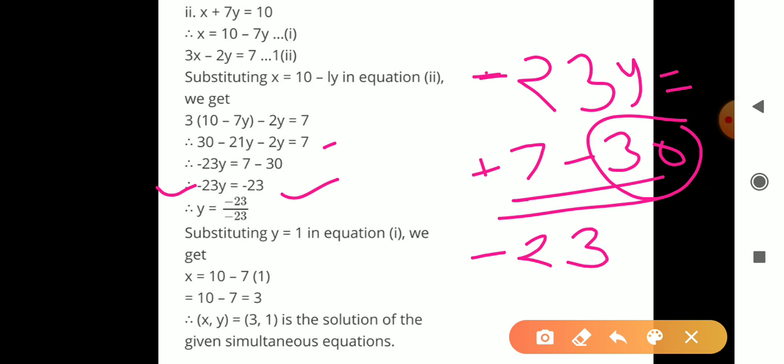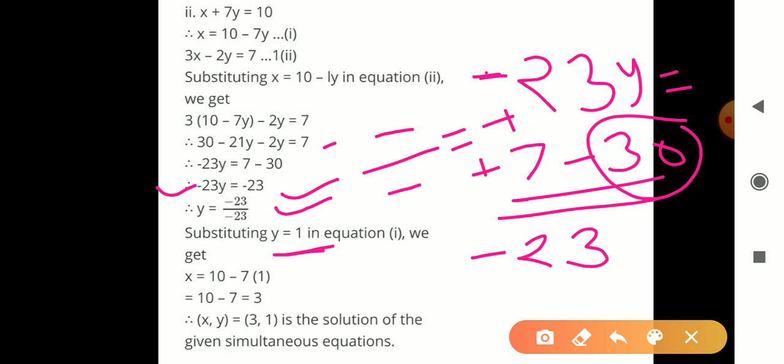This minus 23 multiplied to the y becomes divided to the right side. So y equals minus 23 divided by minus 23. So minus divided by minus gets cancelled, or minus minus becomes plus, and 23 divided by 23 becomes 1. So here we get the value of y is equal to 1.